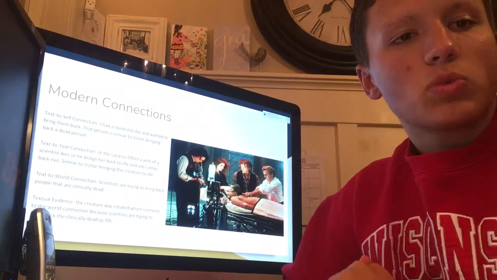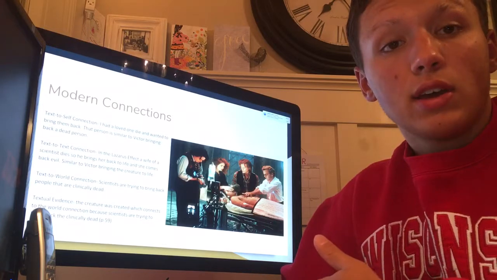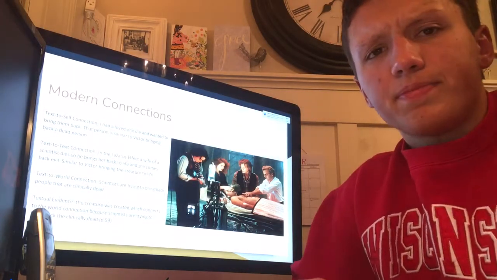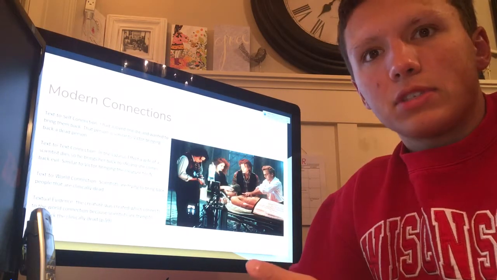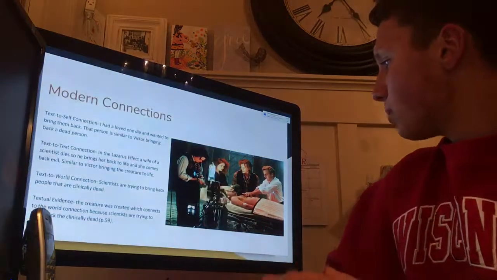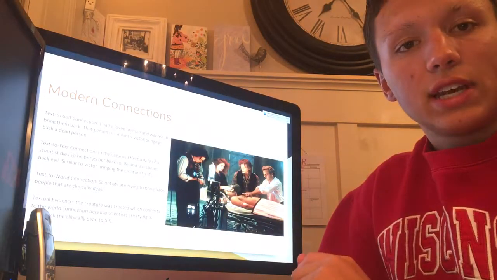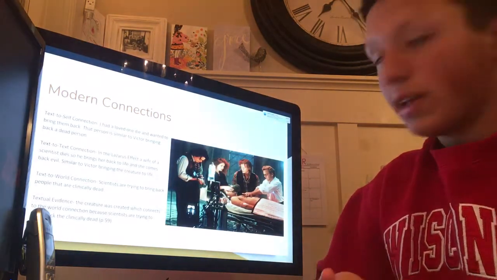Okay, so text-to-world connection. Scientists are trying to bring back people that are clinically dead, which is similar to Victor bringing back or trying to create someone that's new. So this picture shows scientists working on a human, and that is significant to Victor working on the creature.